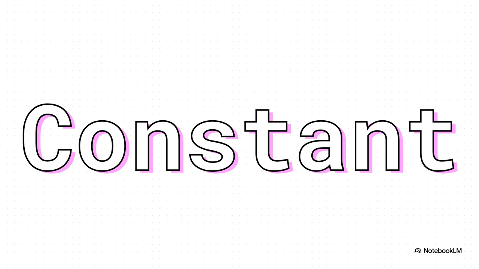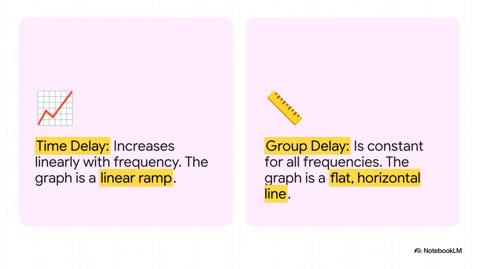So how do you do that? How do you keep the whole group perfectly intact? Well, you just need one thing, one crucial value, to be absolutely perfectly constant. And that thing is the group delay. And this is the magic trick. This is how engineers pull it off.